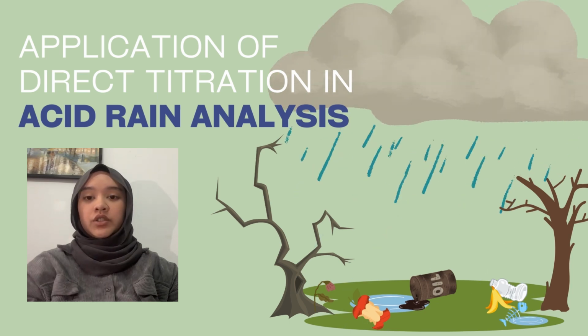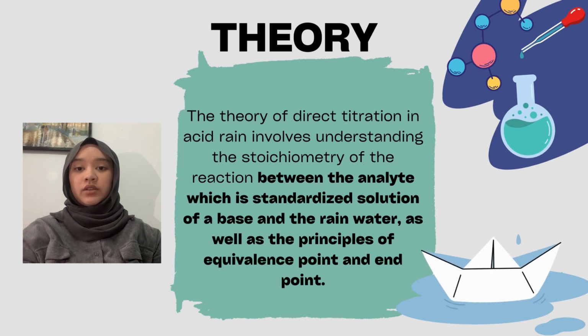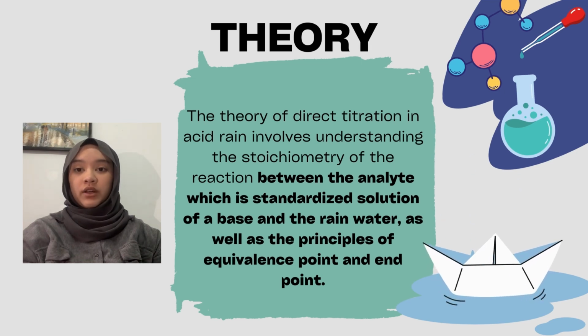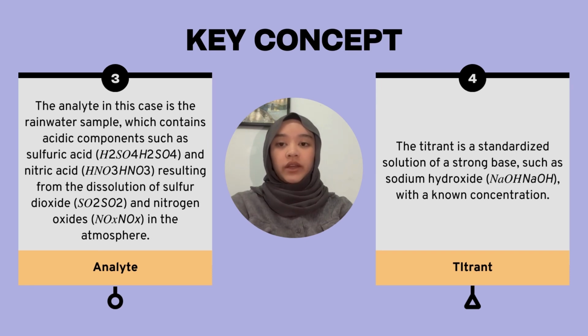Application of direct titration in acid rain analysis. The theory of direct titration in acid rain involves understanding the stoichiometry of the reaction between the analyte, the rainwater, and a standardized solution of a base, as well as the principle of equivalent point and endpoint. First is the key concept. The analyte in this case is the rainwater sample, which contains acidic components such as sulfuric acid and nitric acid resulting from the dissolution of sulfur dioxide and nitrogen oxide in the atmosphere.